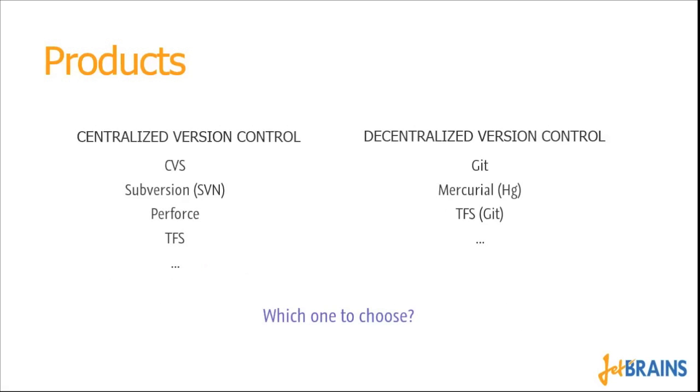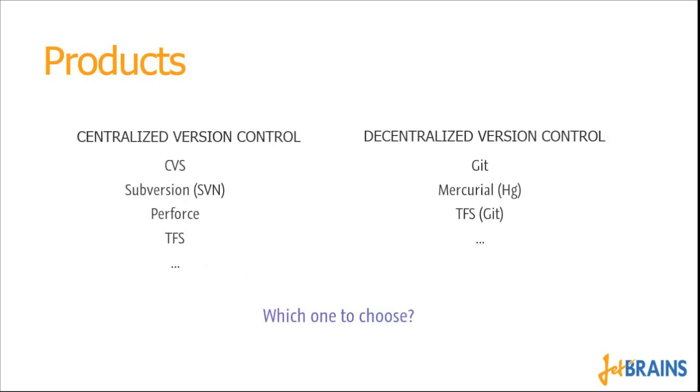There are different products on the market. For centralized version control, you have CVS, you have Subversion, there's Perforce, there's Team Foundation Server, there's a couple more. And on the decentralized version control side, you have Git, you have Mercurial, you have TFS using the Git source control, and so on.